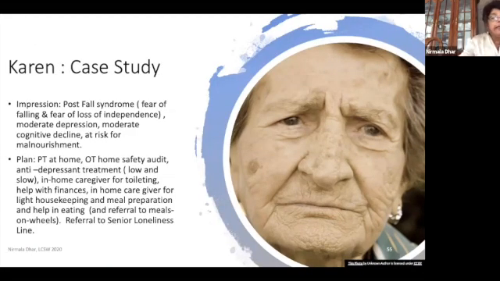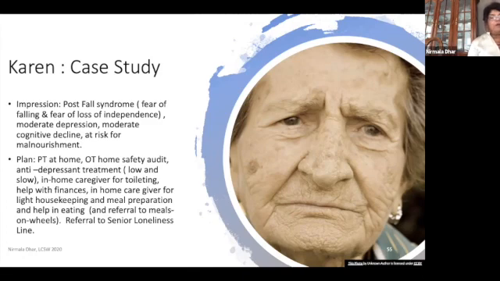So what did they come up with? Impression: post-fall syndrome, which is fear of falling, fear of loss of independence. And it's a kind of anxiety. In fact, I teach a class on fear of falling. So I diagnosed her with fear of falling, post-fall syndrome. And guess what? Fear of falling puts you at even increased risk of falling again.